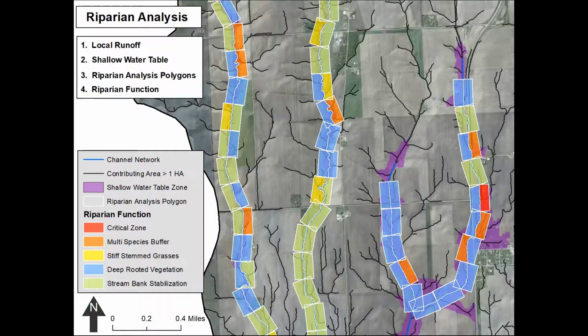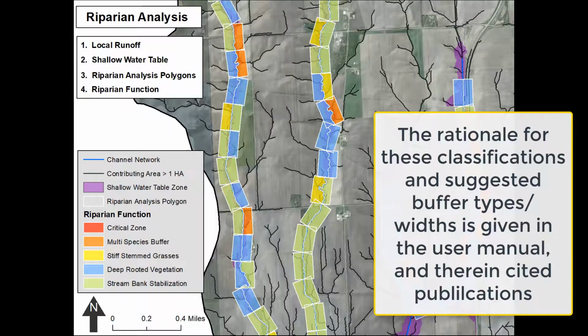If the runoff rank was low, but the denitrification rank was high or medium, then a deep-rooted vegetative buffer is recommended, and you want to make sure that this vegetation type is tolerant to saturated soils. If the runoff rank was high or medium, but the denitrification rank was low, then a stiff-stemmed grass buffer, which will trap and slow runoff and sediment to the stream, will be recommended. And if both were ranked as low, then we still recommend stream bank stabilization. It is important to have happy and healthy banks.